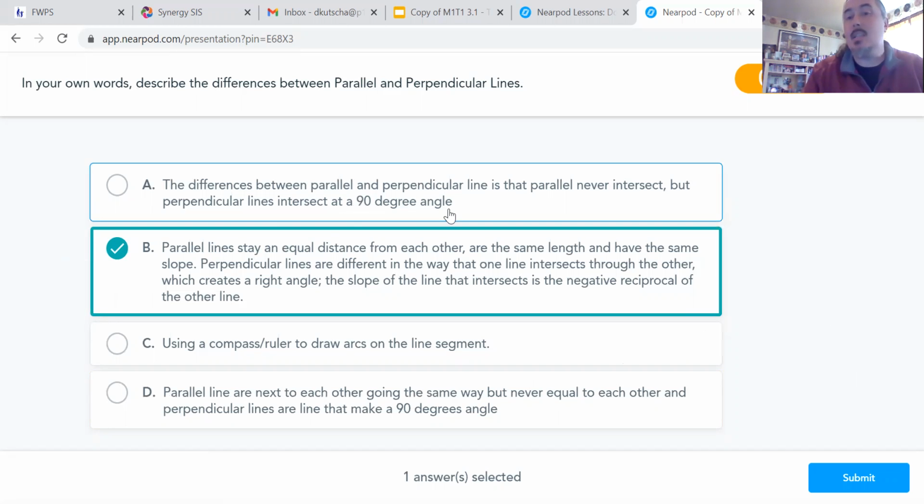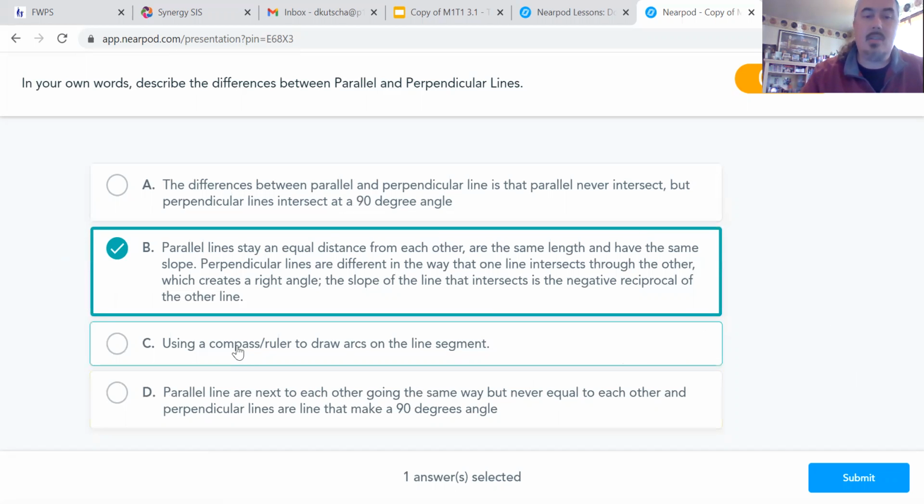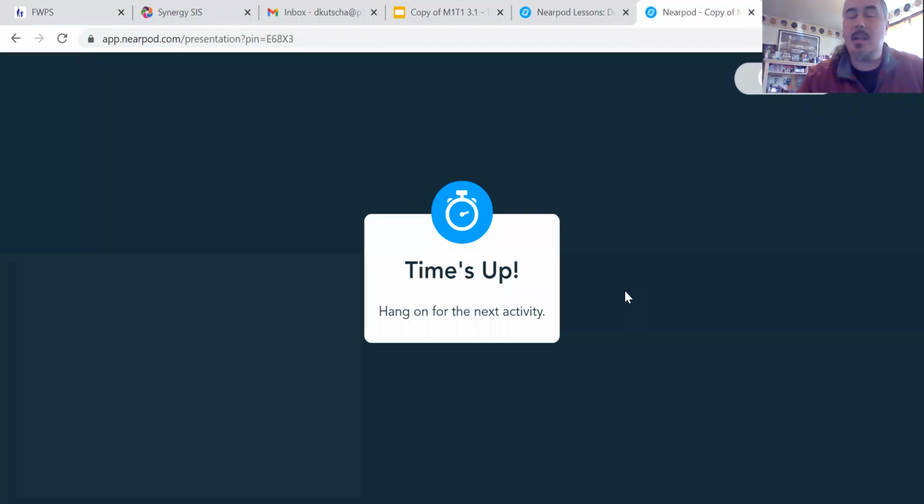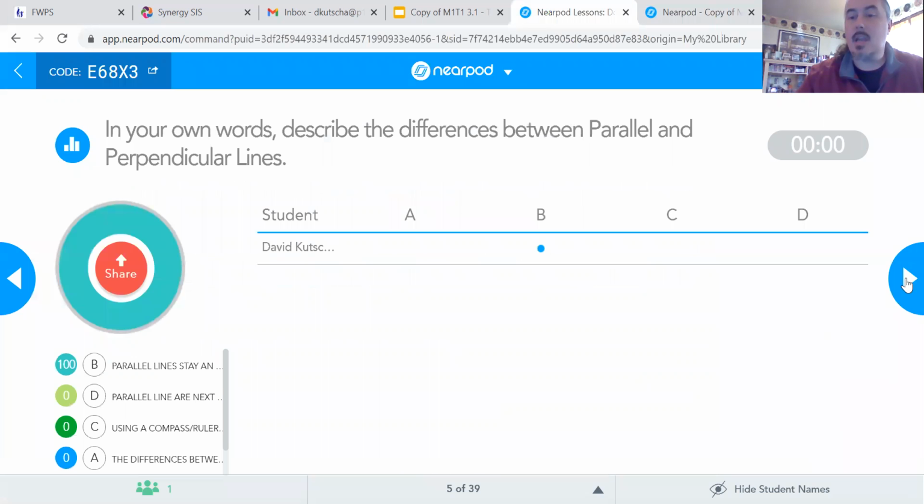That's got pieces of the definition I want you to have, but not all. C, you're describing how to construct parallel and perpendicular lines, but it's not quite there. It's not even the correct way to construct. D gives you some parts, but not everything. What I'm looking for is the same slope and that you have the negative reciprocal of the other line. Without that, you don't have the definition of a parallel and perpendicular line. Let's look at one more.